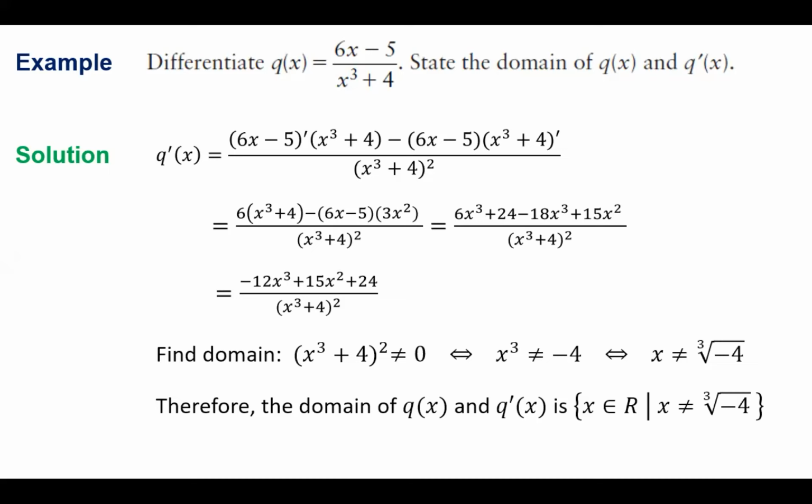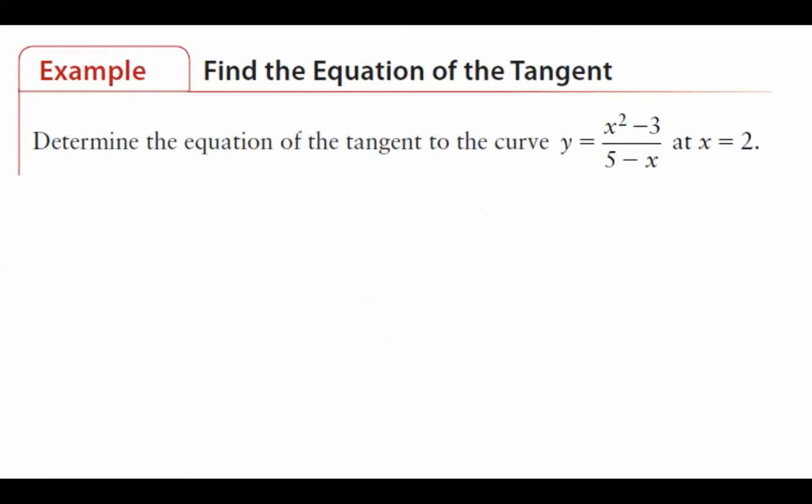All right, if you have no questions, let's see the last example of today's lesson. Find the equation of a tangent line. Determine the equation of the tangent line to the curve y equals (x squared minus 3) over (5 minus x) at x equals 2.